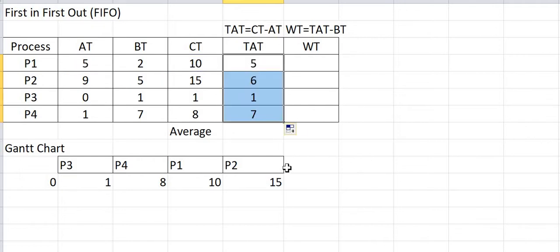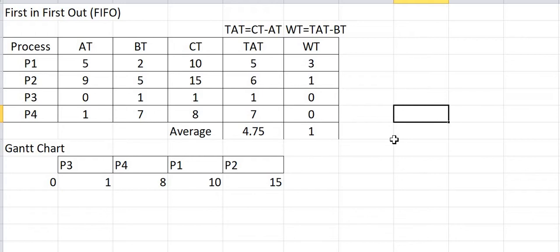So we have the turnaround time for all the processes. Similarly, the waiting time is the total time spent minus the time spent inside the CPU. That is the time it has waited for the CPU. So on the whole, on an average, all the processes has completed its execution in 4.75 milliseconds, and all the processes on an average has waited for 1 millisecond for its turn to enter into the CPU. So this is how the first in first out with the arrival time works.